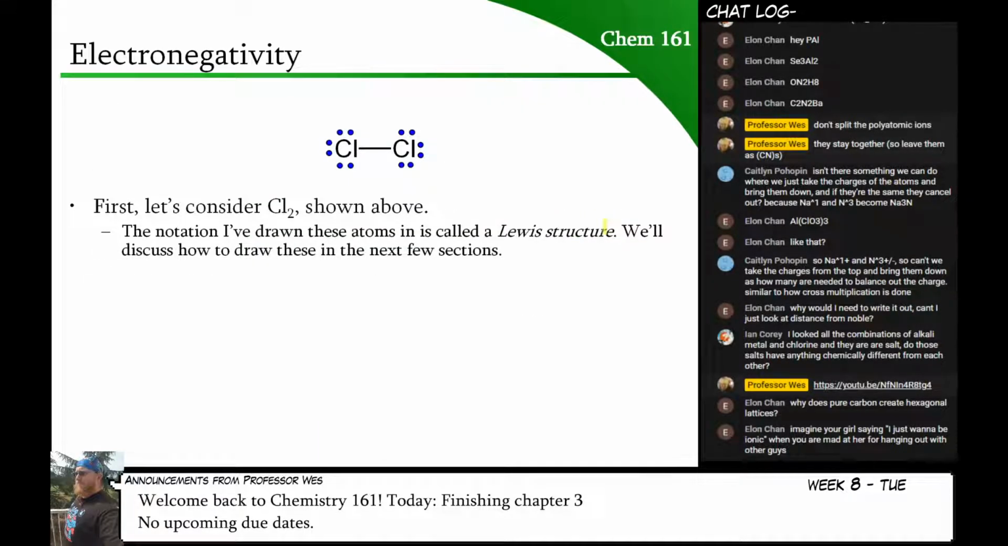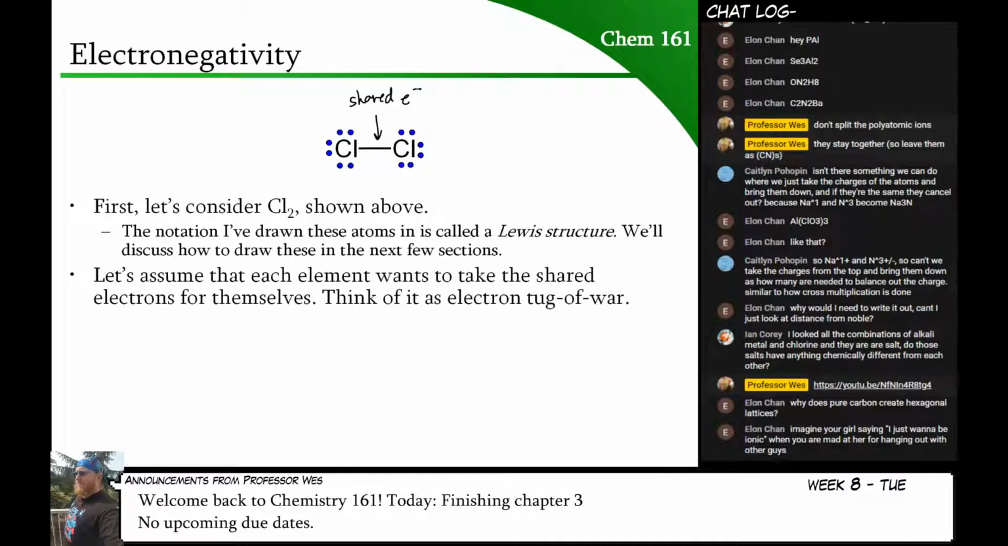On the screen, I'm going to show you this molecule. This is chlorine, Cl2. We're going to learn how to draw Lewis structures tomorrow. But what you can do from this structure is look at where all the electrons are. Each of these dots is an electron, and this bond is a pair of shared electrons here. Now imagine that those electrons were in a sort of tug of war, and that each chlorine wanted to pull the electrons towards its nucleus.